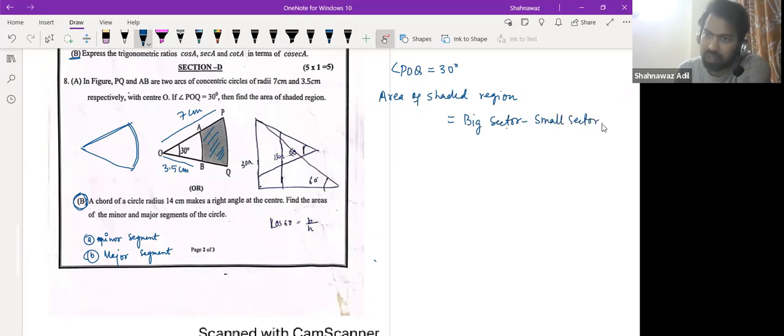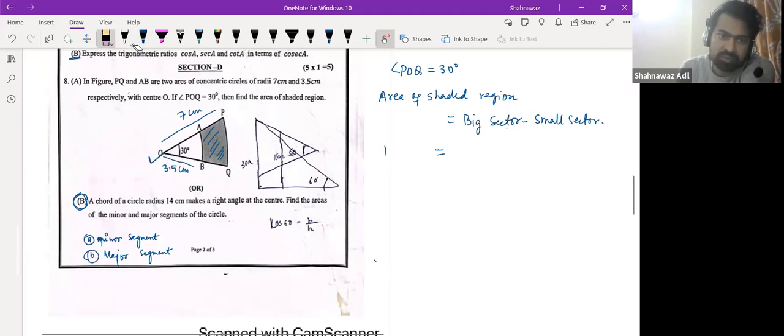So what is the area of the big sector? You tell me. The figure is this one, right? So the area of the big sector is OPQ. What is the area of the big sector? What are the numbers? Oh, that is 7 centimeter.